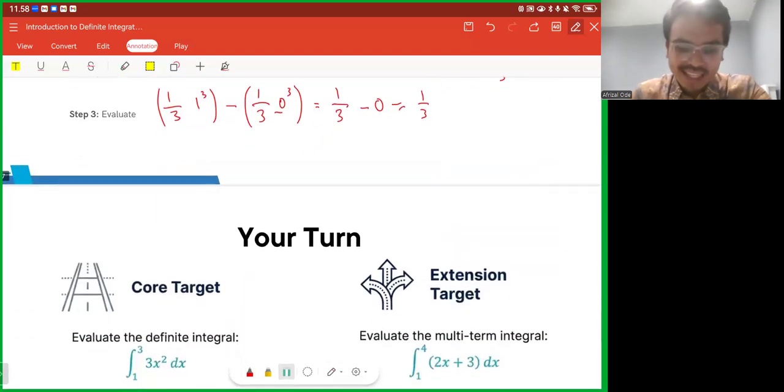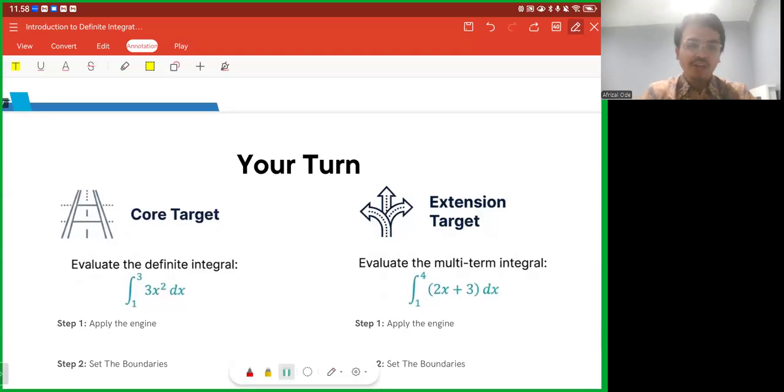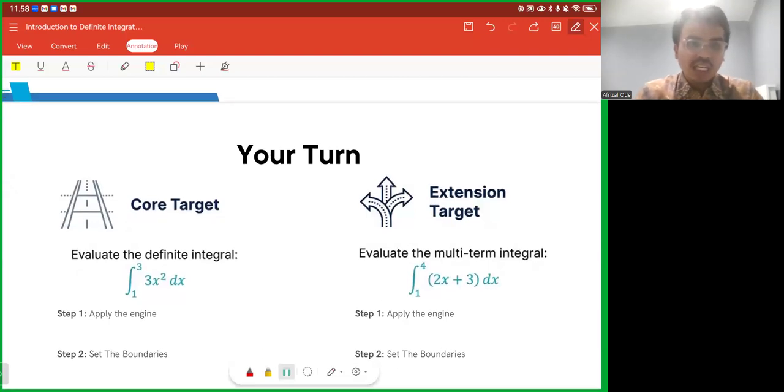Next one. I have provided the 2 paths on the board. So basically, you can answer the first question first, the core target, and then for those who need more challenge, you can try the extension target. So let's pause this video and try to answer this kind of question, and I'll be back in a moment.